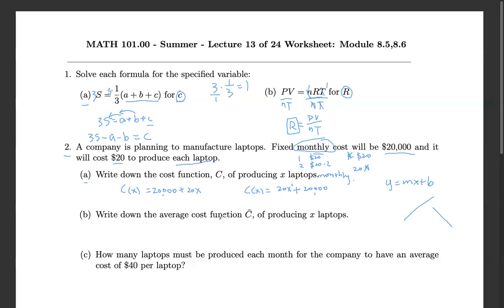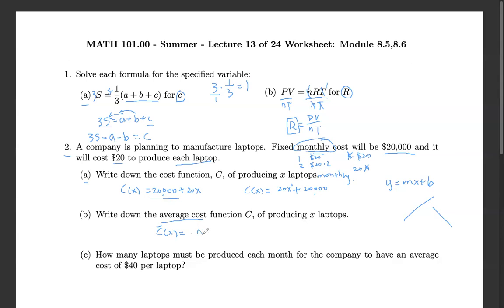All right, let's see B. Write down the average cost function, C bar, of producing X laptops. So C bar of X. So what does this average cost mean? Average cost means we divide this cost among each laptop. So which means if we produce X laptops, right?